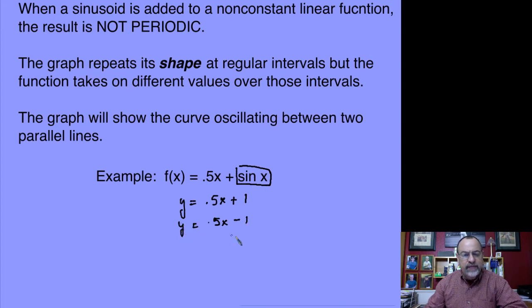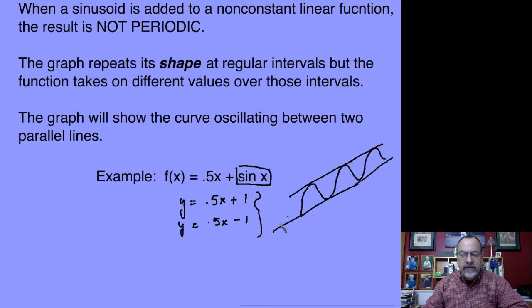So now I have 2 linear equations. I have one line that has a y-intercept of 1 with a slope of 1/2, and a second line that has a y-intercept of -1 and also a slope of 1/2. So the slopes are the same. The y-intercepts are different, so these are parallel lines. And so you're going to have these parallel lines, and then what's going to happen is this sine wave is going to be oscillating in between these 2 parallel lines as it goes up and down this way.